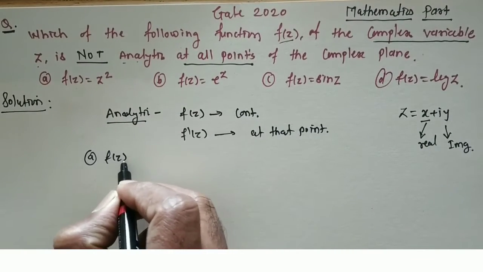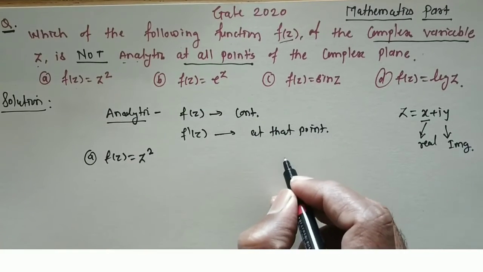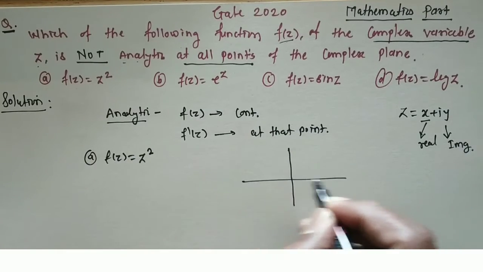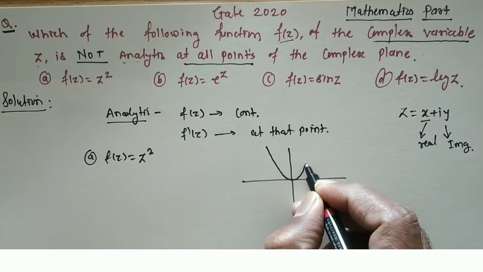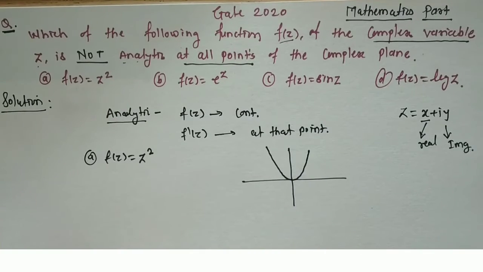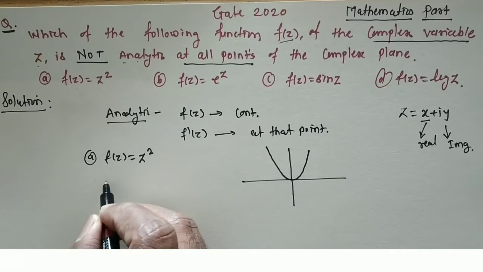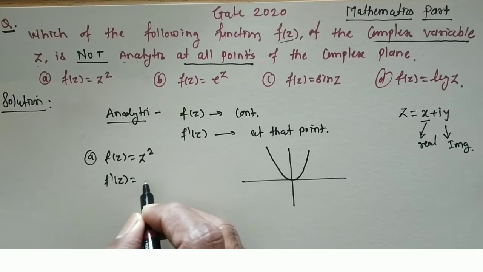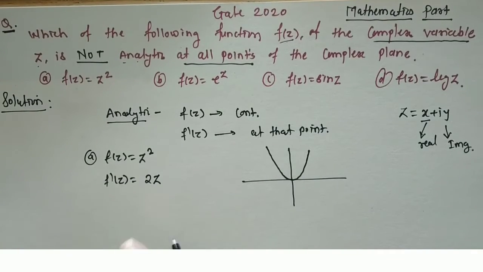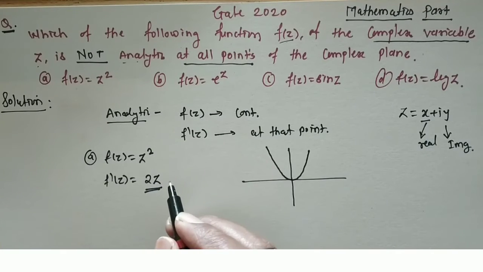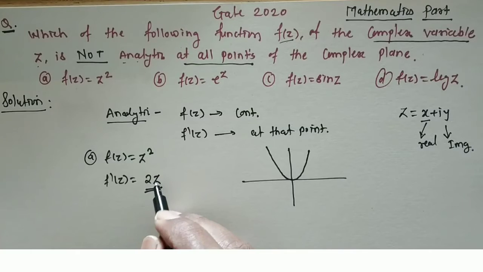f of z is equal to z square, correct? So f of z equal to z square looks like a parabola if you consider this as x square. And this f of z equal to z square is a continuous function. What is the derivative? The derivative is 2z. So there is no problem in finding the derivative, and it exists at every point, because if you substitute z as any value, this will not be infinity, right?